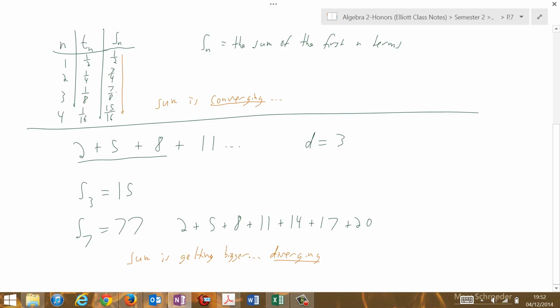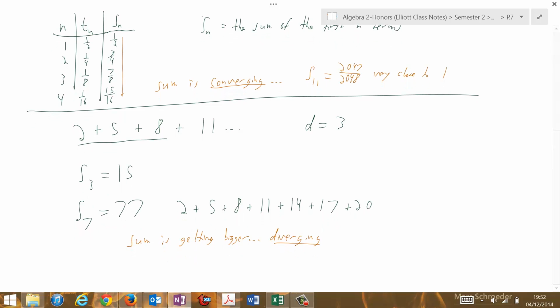1/2, 3/4, 7/8, 15/16. Eventually the terms are going to be things like, well, here's a fun one, S of 11 is going to be 2047/2048. But that is getting very, very close to the number 1, but it's never going to reach it. So that sum is converging. We'll learn a little bit more about that later.